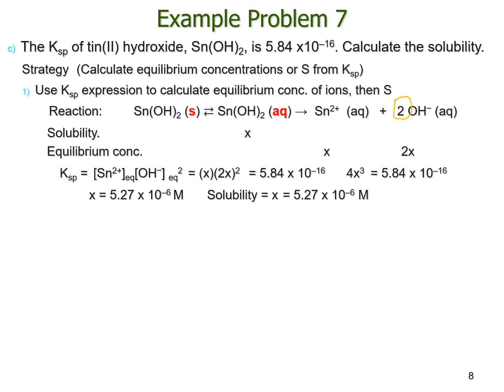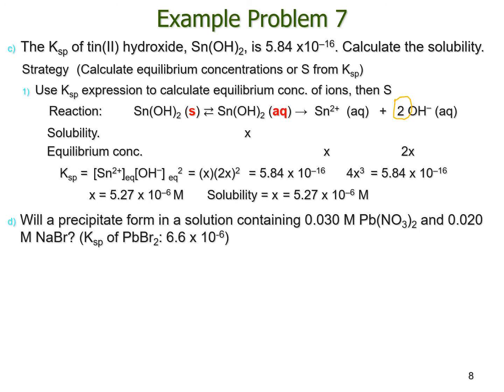What happens if a question wants us to figure out the pH? We calculate the equilibrium concentration of hydroxide, which is 2x, right? So 2 times this concentration gives us about 1.05 times 10 to the negative fifth. That is the equilibrium concentration of hydroxide. We take the negative log, and we get the pH, if you have to go that far to get the pH of this solution.